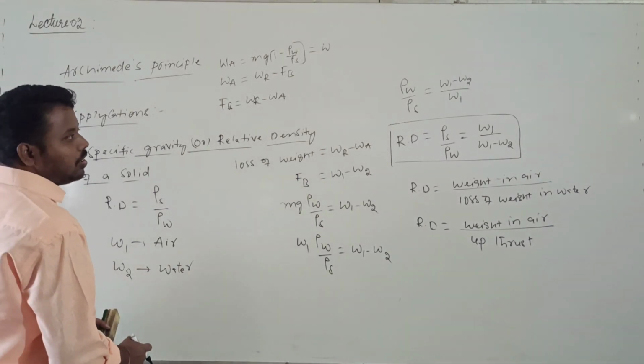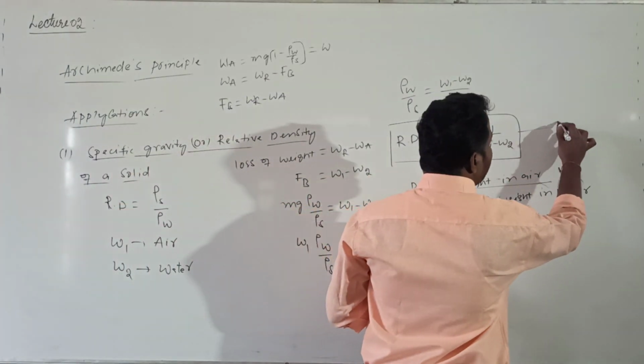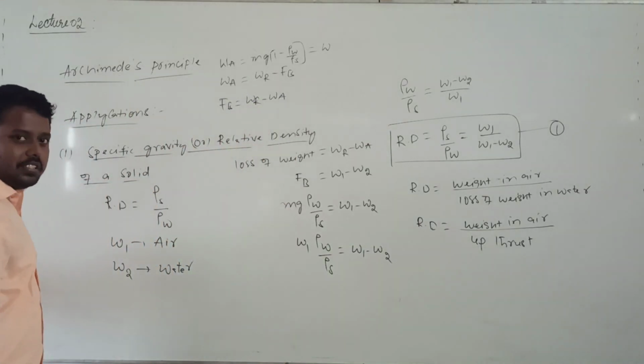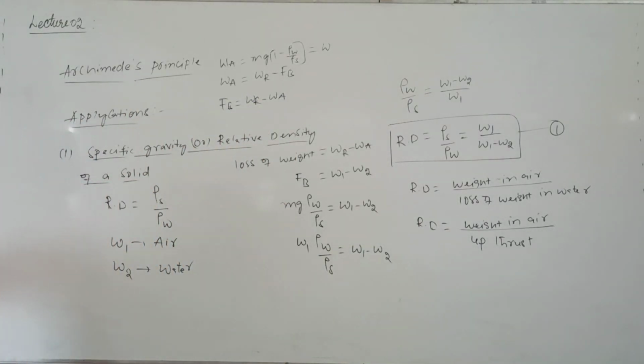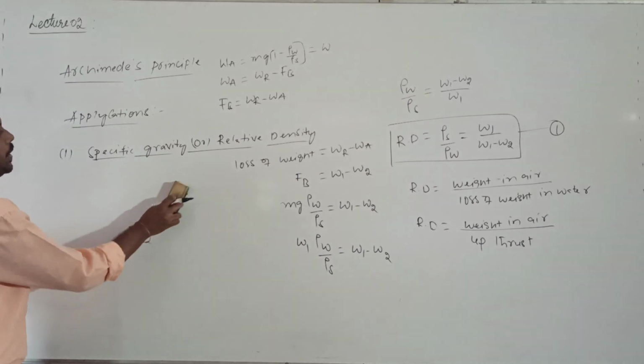So what is the value we got finally? Rho s divided by rho w will be equal to, can I call it equation 1? Okay, this is the first application. First application cleared, I think. The second application will go: applications of this Archimedes principle.